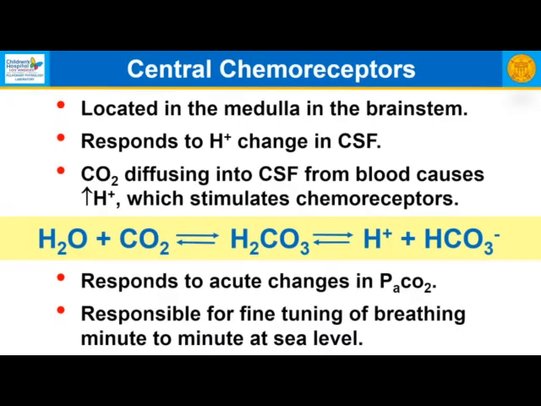Central chemoreceptors, of course, are located in the medulla of the brainstem. They respond to hydrogen ion changes in cerebral spinal fluid. CO2 diffuses readily across the blood-brain barrier into the CSF, which causes that increase in hydrogen ion by this equation, which stimulates chemoreceptors, as you can see. So this responds to acute changes in PCO2. It's very sensitive, and it's responsible for fine-tuning of breathing minute to minute at sea level.